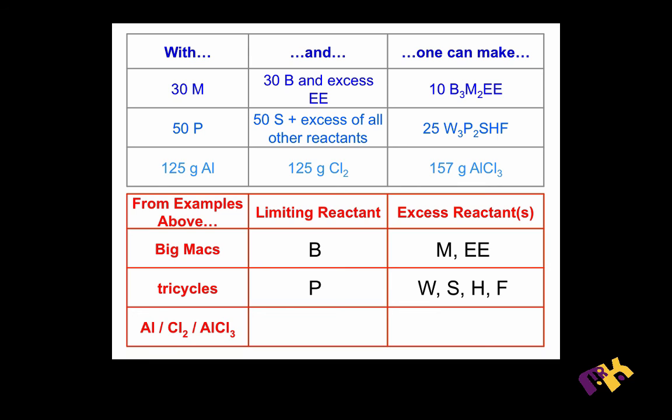For our example in a chemical process, with 125 grams of aluminum and 125 grams of chlorine gas, we found that we could make at most 157 grams of aluminum chloride. So we said that the chlorine gas limited us, and we'd have leftover aluminum still remaining.